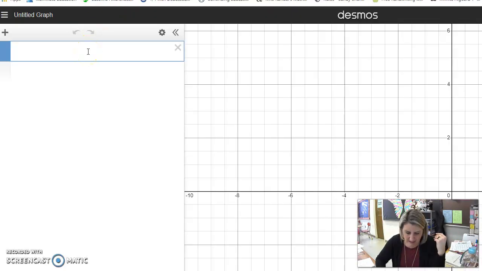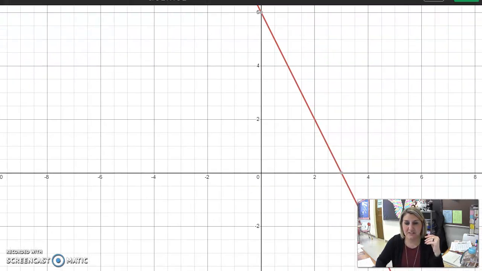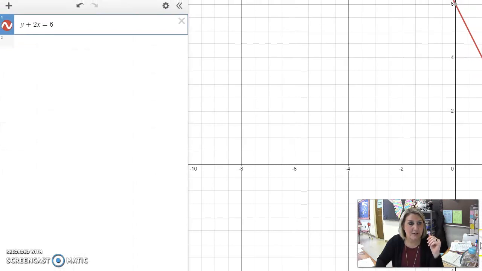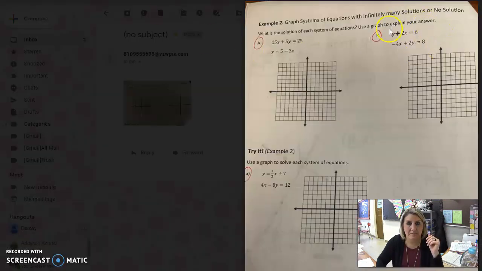So I'm going to type in y plus 2x equals 6. And look, you guys, it graphs it for you on the coordinate plane. It's pretty awesome. So that's the first equation. Y plus 2x equals 6.